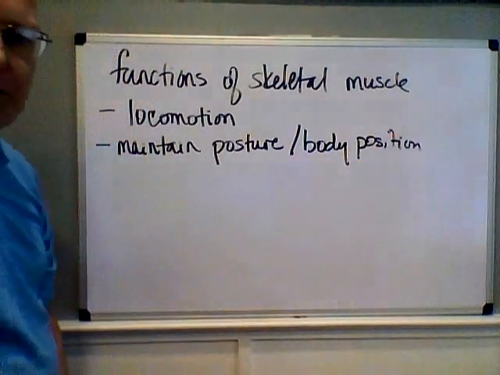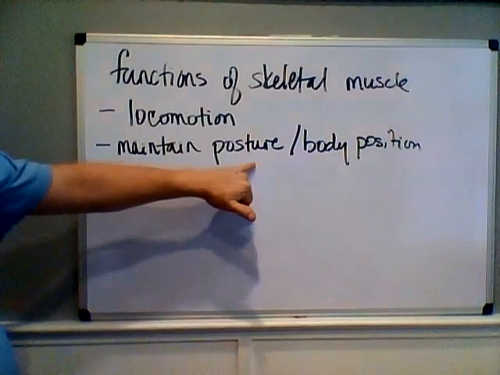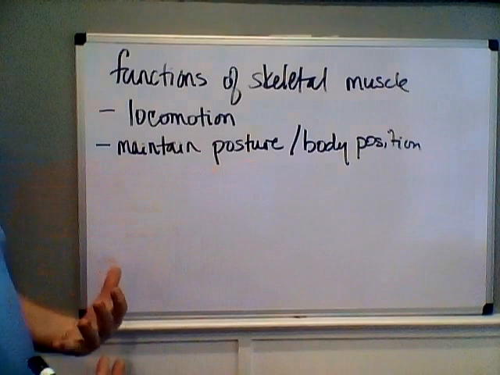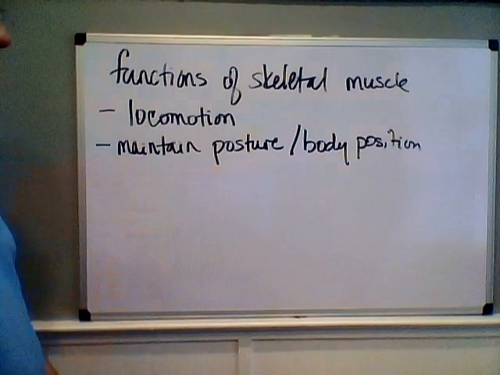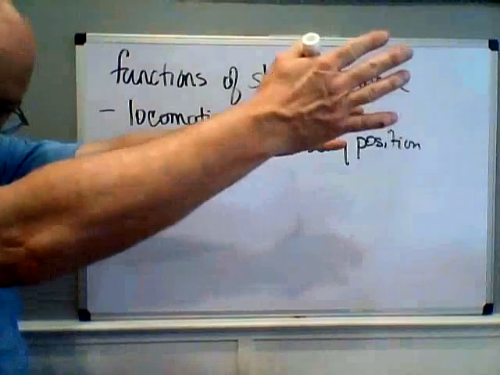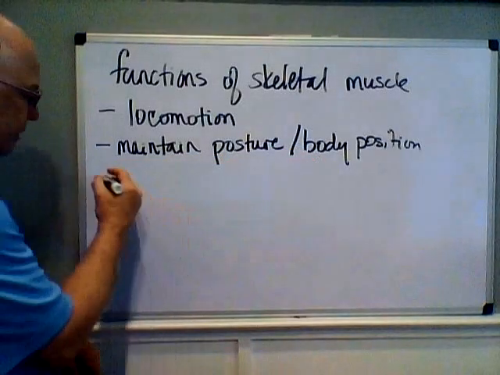So, if your parents tell you to sit up straight, what they want you to do is work those skeletal muscles so they develop their strength and you always have a straight back and look presentable, I guess. And they maintain body position. If you were doing Warrior 3 in yoga and holding a body position, it's skeletal muscle doing that.